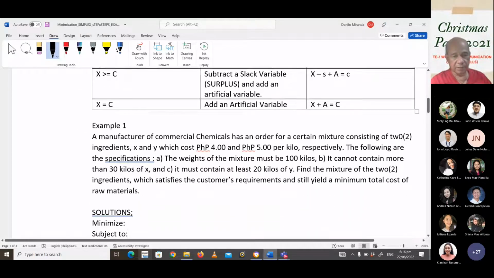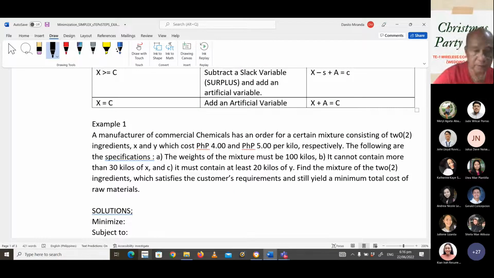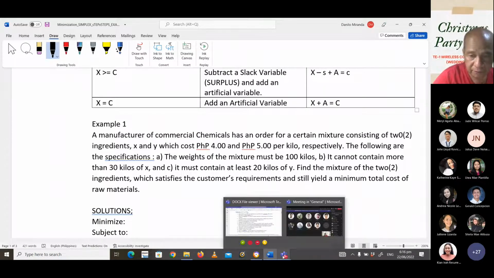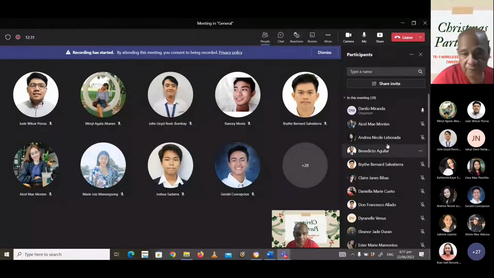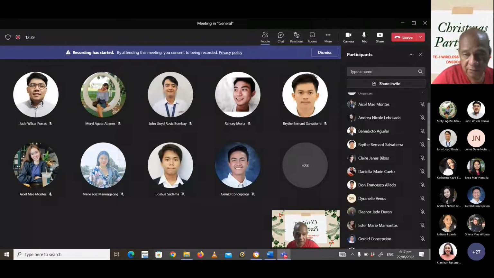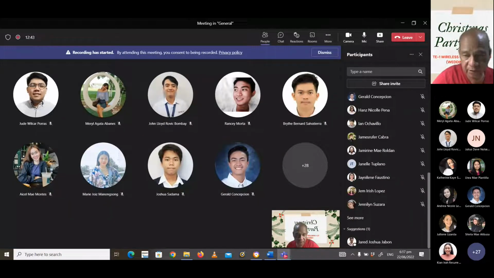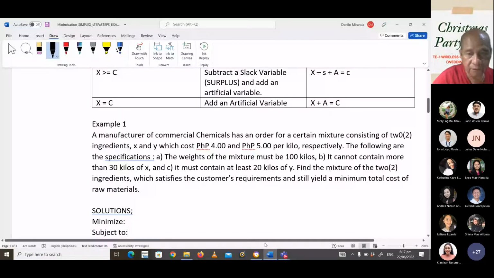Okay. Pakibasa nga ito, Mr. Miranda. Sino ba yung, so, ang unang tumawag, si Mr. Bert Salvatierra. Tapos, okay.